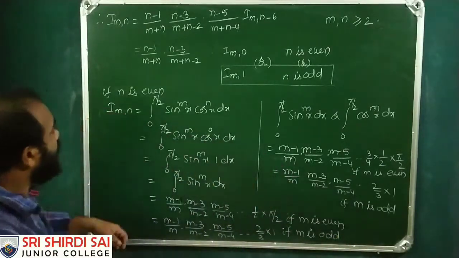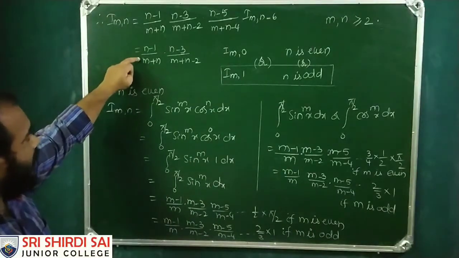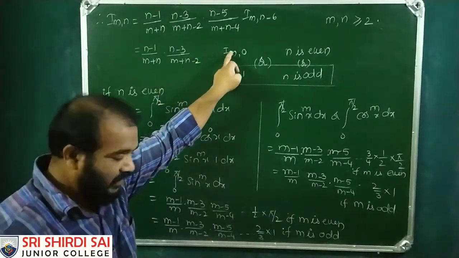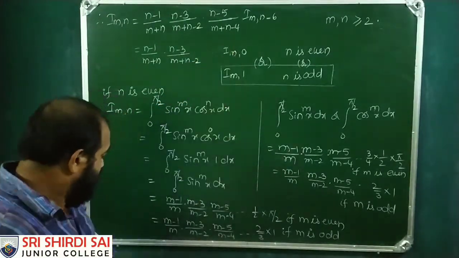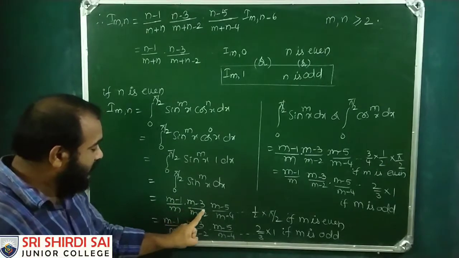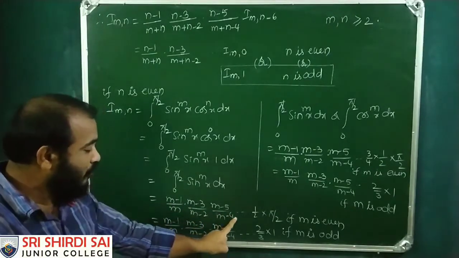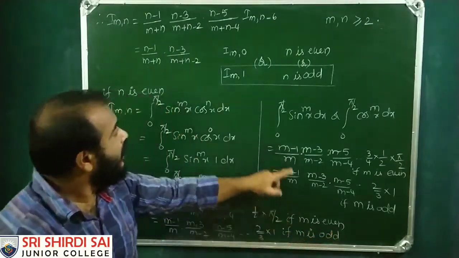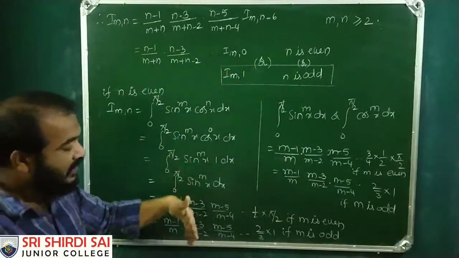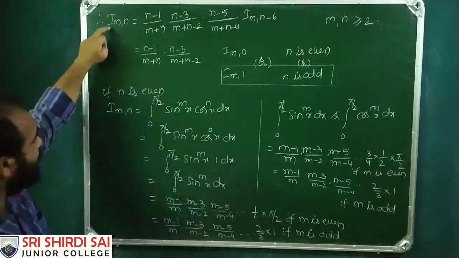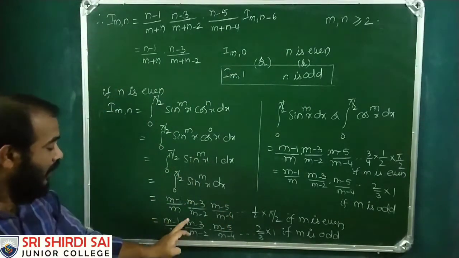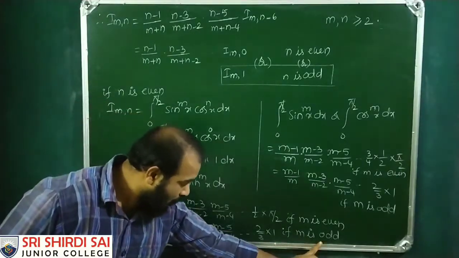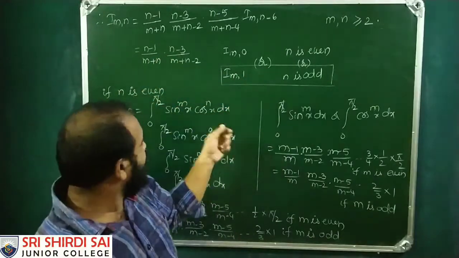Therefore, I m,n is equal to n minus 1 by m plus n, n minus 3 by m plus n minus 2, etc., into m minus 1 by m, m minus 3 by m minus 2, m minus 5 by m minus 4, etc., 1 by 2 into pi by 2 if m is even and n is even. So that I will write later on. And the same is equal to m minus 1 by m, m minus 3 by m minus 2, m minus 5 by m minus 4, etc., 2 by 3 into 1 if m is odd and n is even.